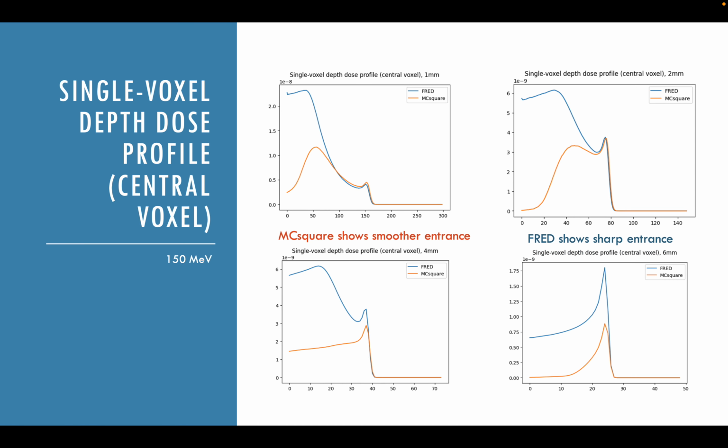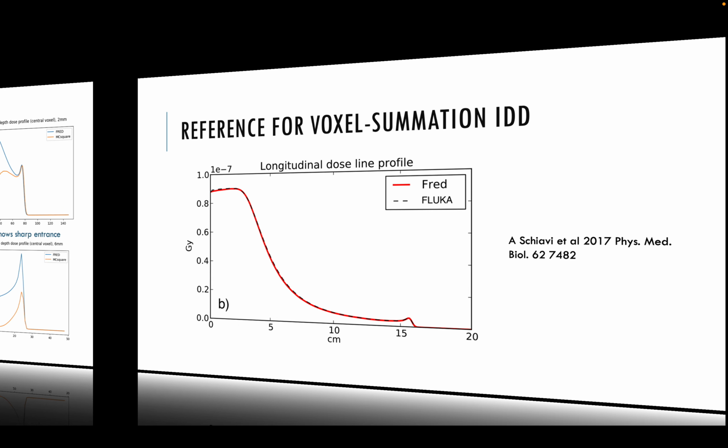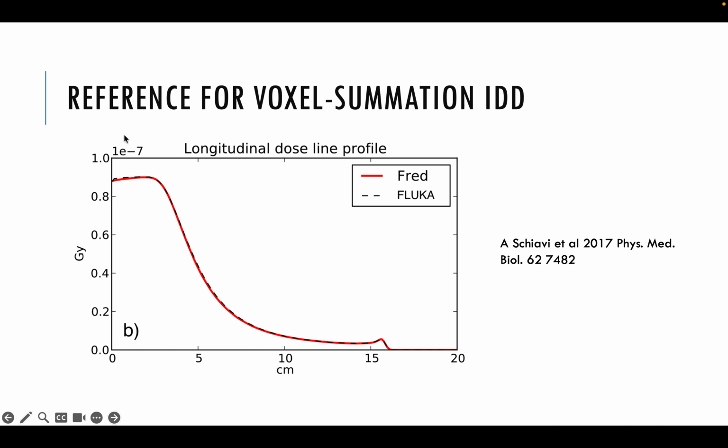Fred is okay. I'll tell you the reason. So this is the expected characteristic or feature of the dose that should be deposited in a single voxel, which was evident in FRED but not in MC square.